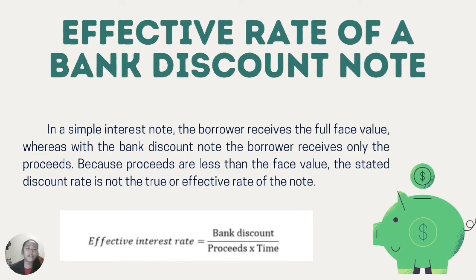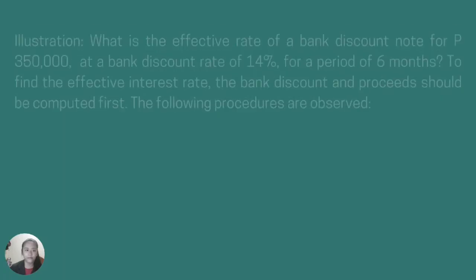So now let's proceed to the effective rate of a bank discount note. In a simple interest note, the borrower receives the full face value, whereas in a bank discount note, the borrower receives only the proceeds. Because proceeds are less than the face value, the stated discount rate is not the true or effective rate of the note. In solving the effective interest rate, we have the formula: effective interest rate equals bank discount over proceeds times time.